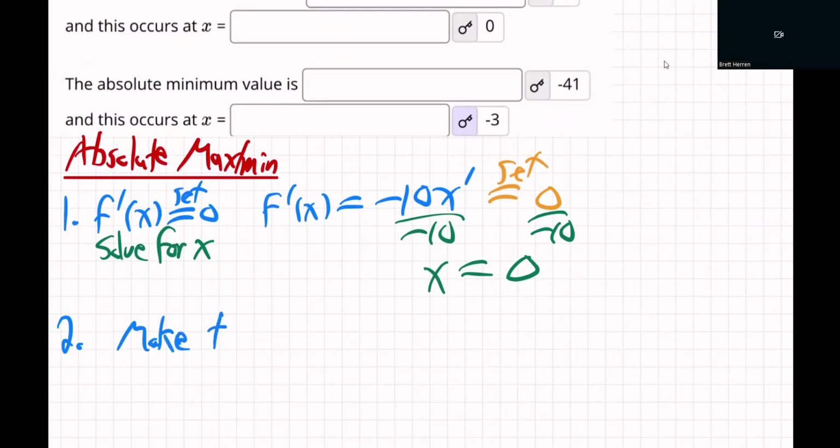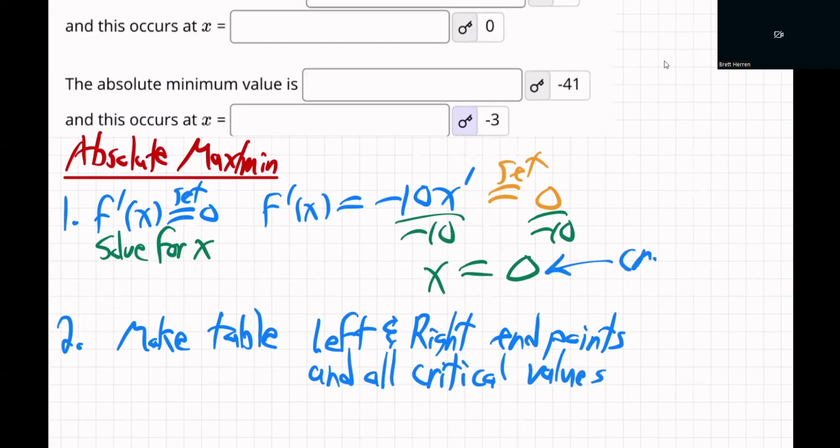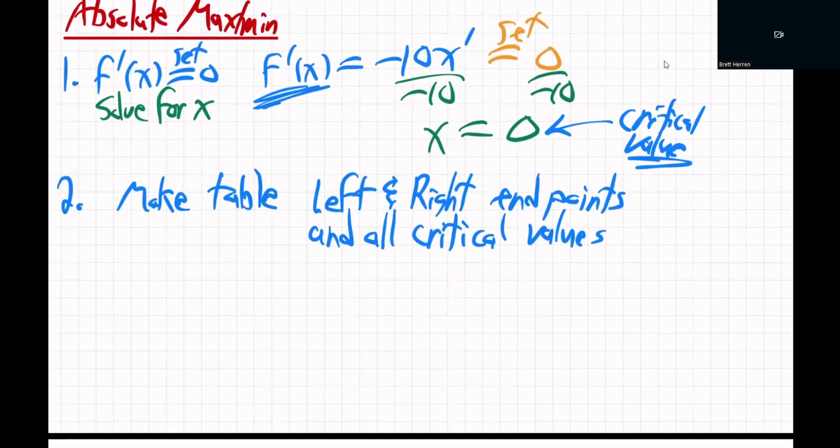Okay, step two, make a table with left and right endpoints and all critical values. This is the critical value. A critical value is found when we set the derivative to 0. So when you set the first derivative to 0, you get critical values. So make a table. What kind of table?